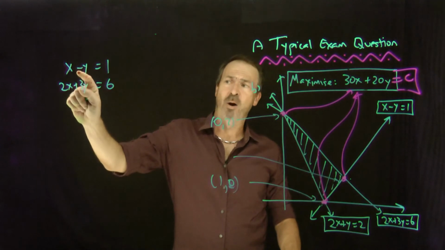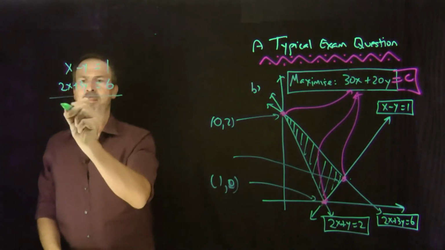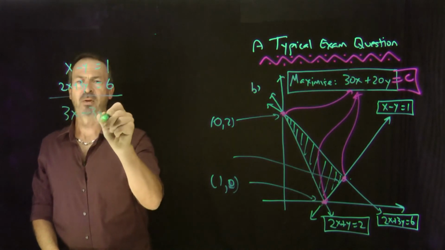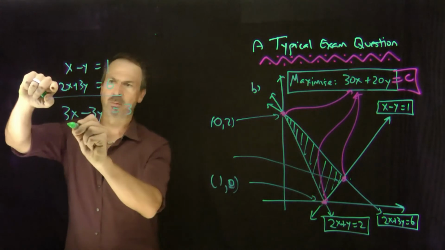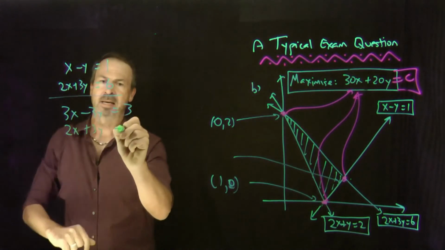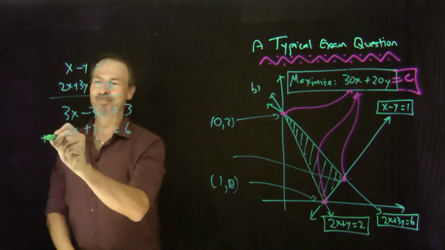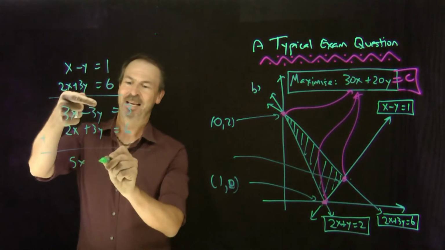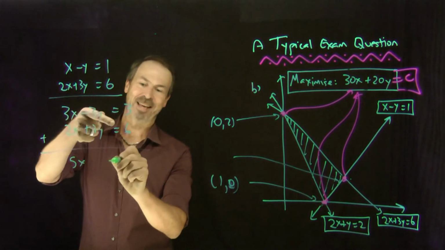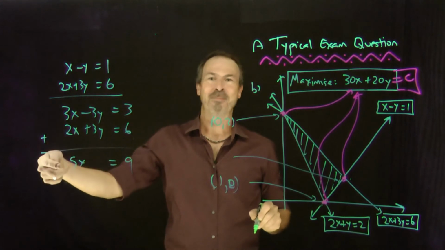I see negative y here and I see positive 3y. What if I triple that first equation? Made it 3x's, take away 3y's equals 3. Still the same equation, just in disguise. And the second one is still 2x plus 3y equals 6. So if that's true and that's true, if I add them, then this must be true as well. 3x plus 2x, 5x, minus 3y plus 3y plus nothing equals 9. So if those are true, that must be true.